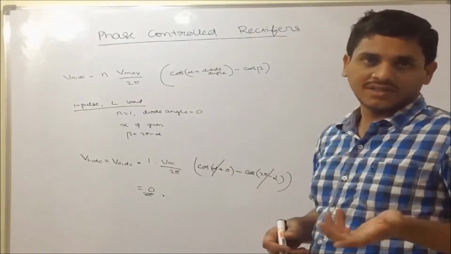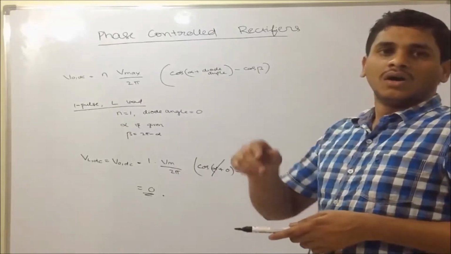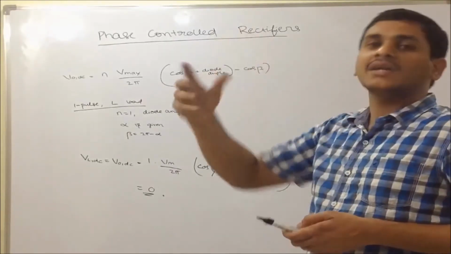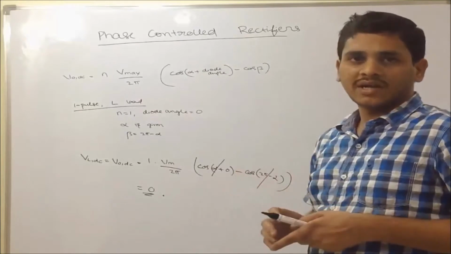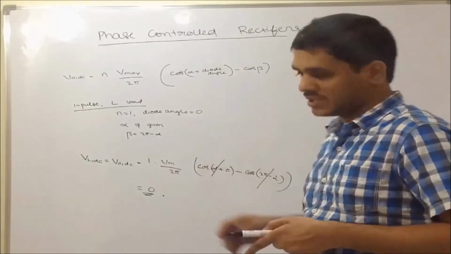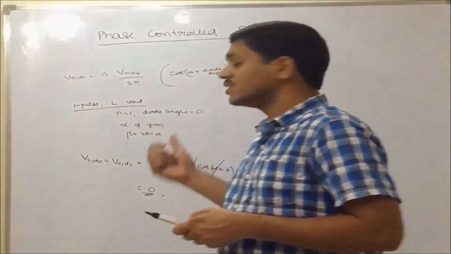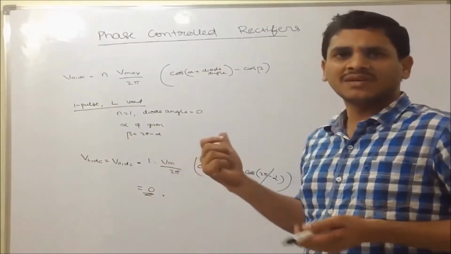Let us suppose alpha is given, and then we have to identify the current waveform. These kinds of questions are given. It is the easiest case. Directly, straight away we can pick the beta value.